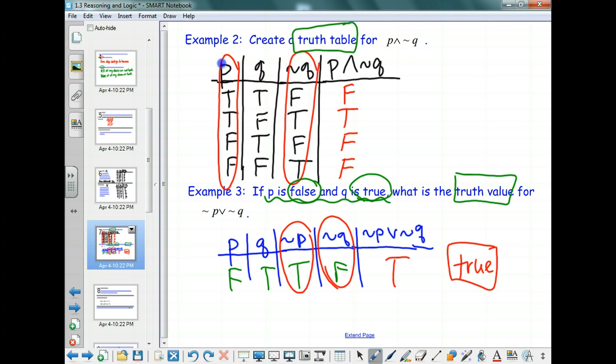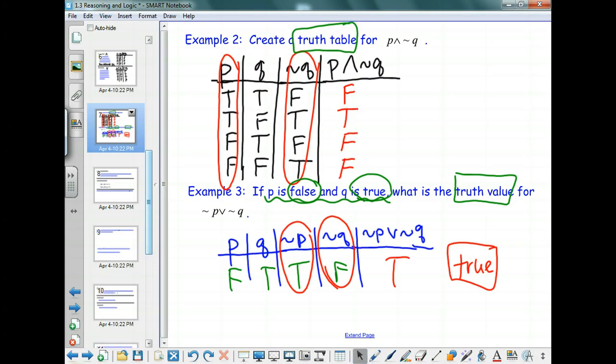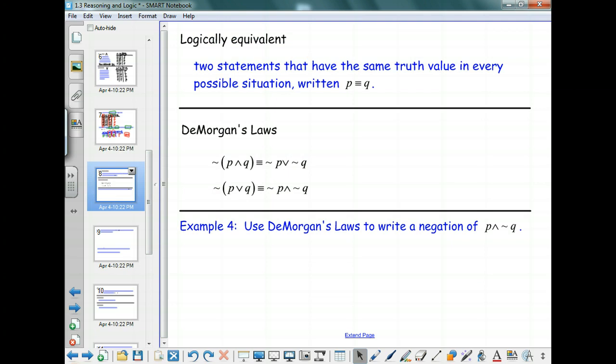So in other words, when P is false and Q is true, then tilde P or tilde Q is a true statement. Okay? We're going to join this with some language here in a moment. So right now it just looks like a bunch of letters and symbols and great, but why, right? I promise we're getting to the language.